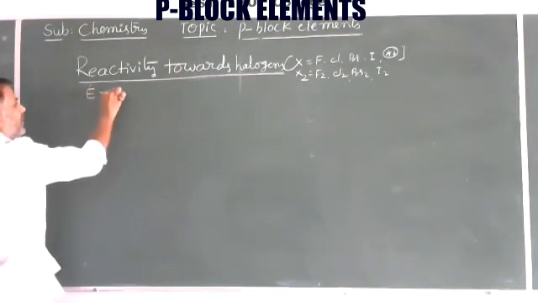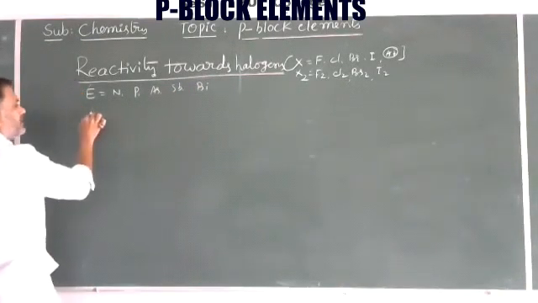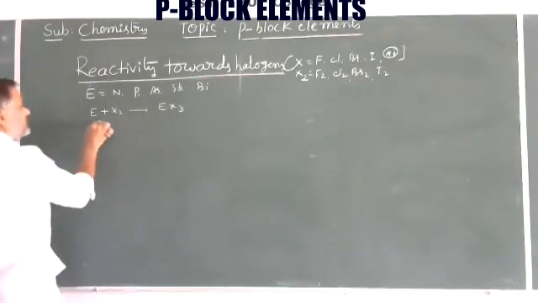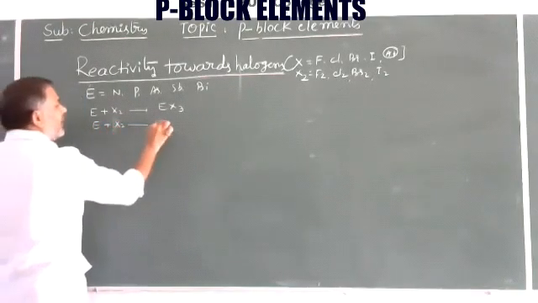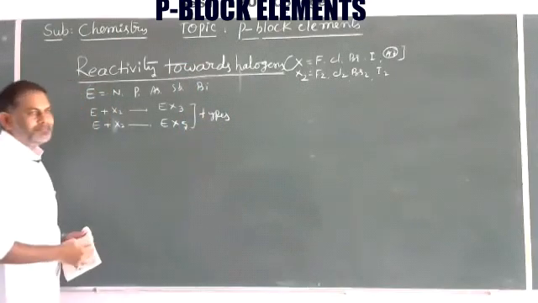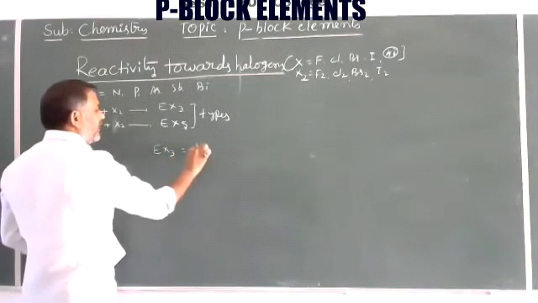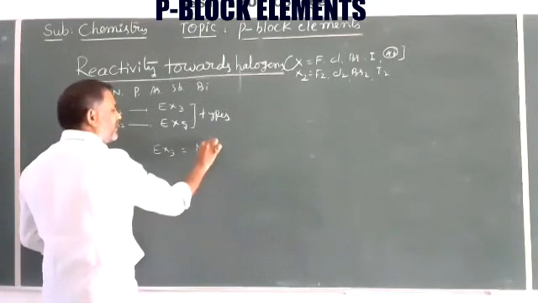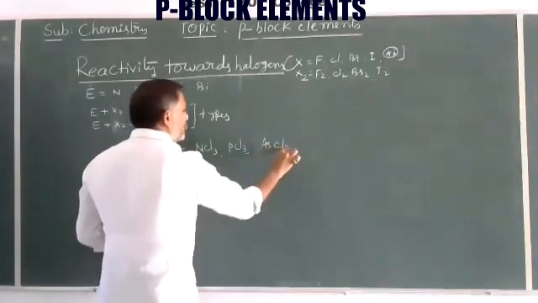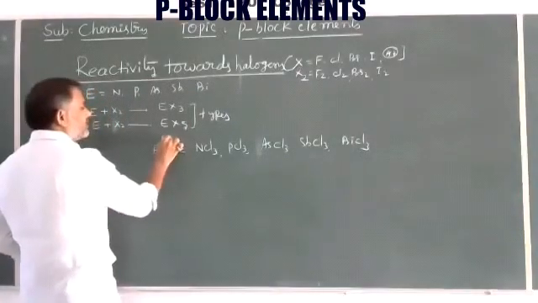Your 15th group elements are nitrogen, phosphorus, arsenic, antimony and bismuth. These elements react directly with halogens. With X2 it forms EX3 type, as well as EX5 type. Means two different types of halides are formed. In EX3 type, taking X as Cl: NCl3, PCl3, AsCl3, SbCl3, BiCl3.